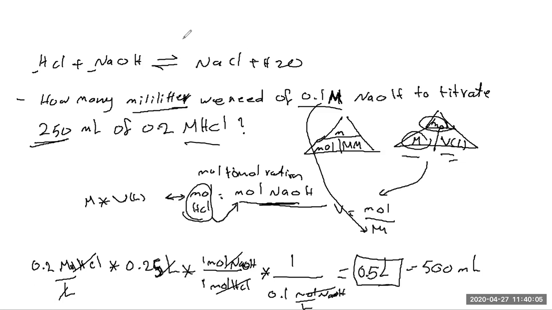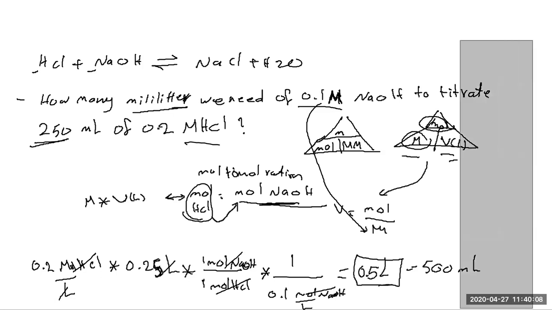Okay, let's practice with another example for titration. Now let's say we have this reaction. We have KOH plus H2SO4 gives us K2SO4 plus H2O. Here we have 2 H2O. Okay, now it's common.